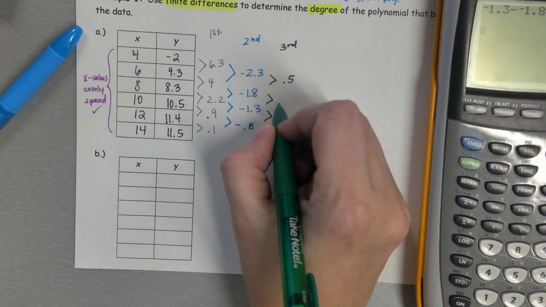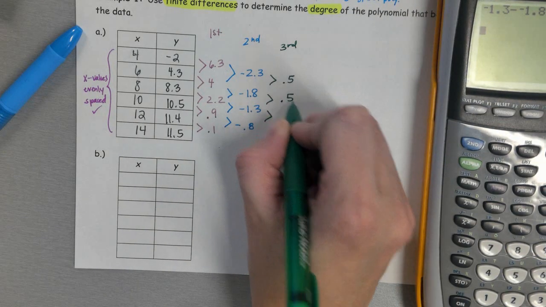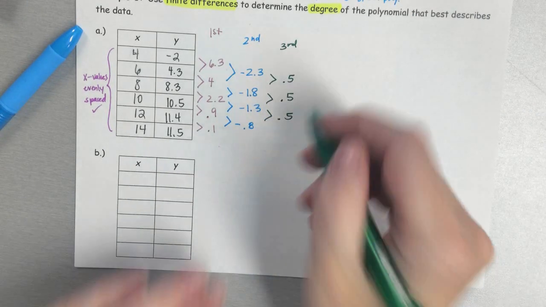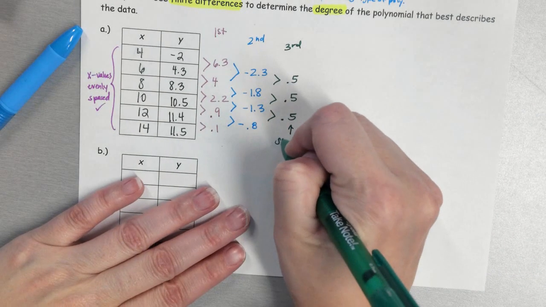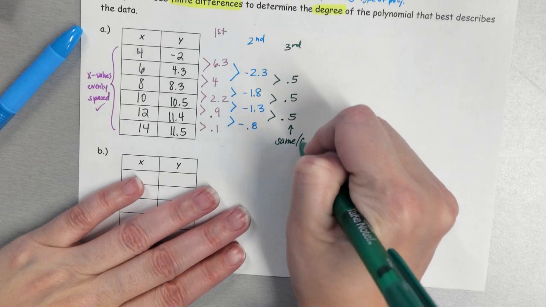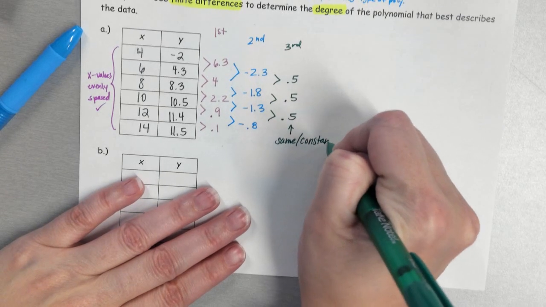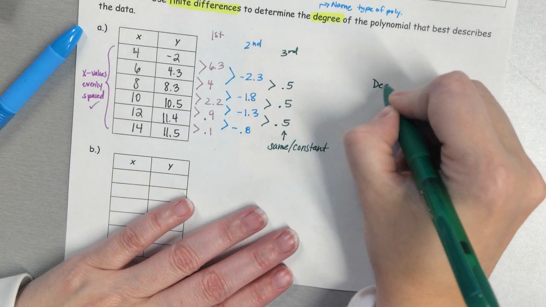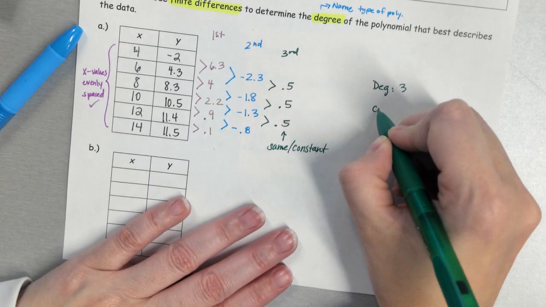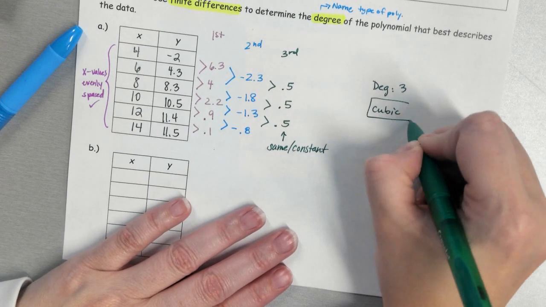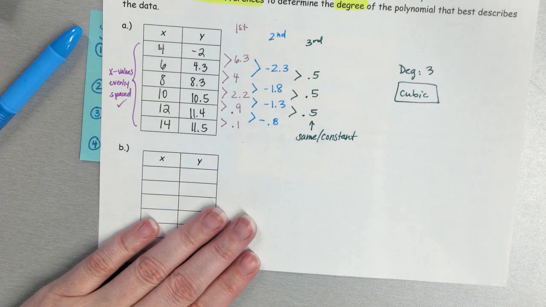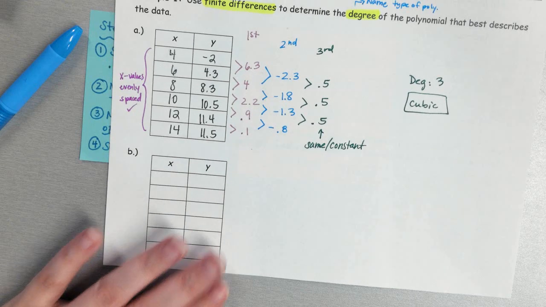Alright, and then 0.5 and 0.5. Alright, so yay! All of these are the same. Okay, that's what we call constant. So the degree is 3, and that makes this a cubic polynomial. Okay, so I do want you to say that it's a cubic polynomial.